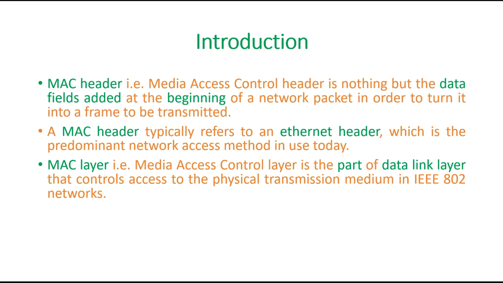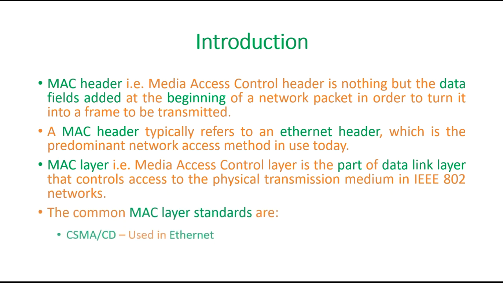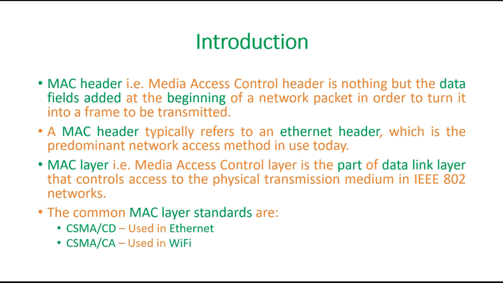Now we are going to discuss the media access control layer. The purpose of this layer is to control access to the physical transmission medium in IEEE 802.11 networks. The common MAC layer standards are of two types. The first one is CSMA/CD, collision detection, which is used in Ethernet. The second is CSMA/CA, collision avoidance, which is used in Wi-Fi.